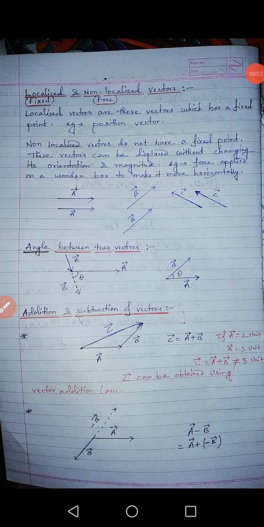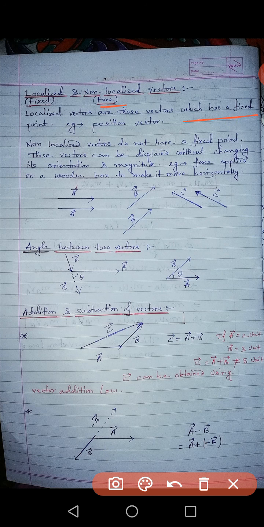In last class we discussed position vector and displacement vector. Today we'll start with localized and non-localized vectors. Localized vectors are also called fixed vectors, and non-localized vectors are also called free vectors. Localized vectors means the vectors which have a fixed point.